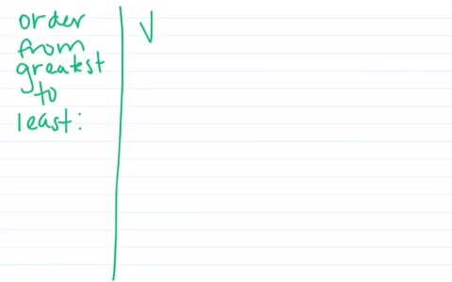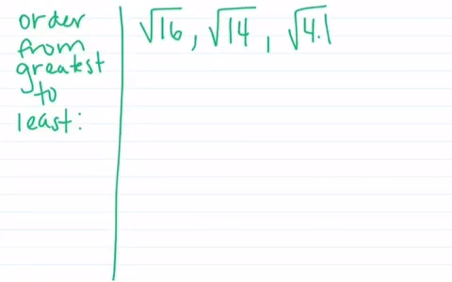We're going to order from greatest to least. So we have the square root of 16, the square root of 14, the square root of 4.1, and 3 6/10.